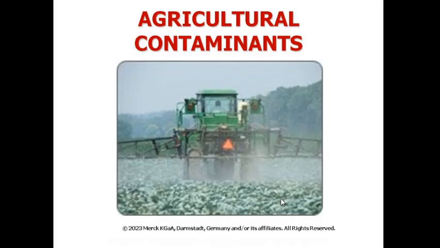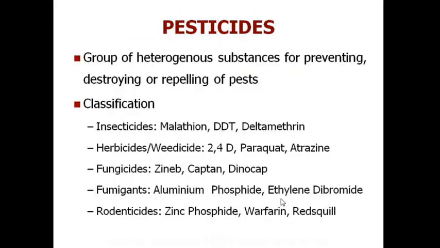Now the third type of environmental contaminant is agriculture contaminant. One such agriculture contaminant is the pesticide. So what are these pesticides? Pesticides are a group of heterogeneous substances which are mostly used for preventing, destroying or repelling pests. There are various types of pesticides like insecticides, herbicides, fungicides, fumigants as well as rodenticides. But these various types of pesticides can act as a source of contamination for the environment, causing harmful environmental issues.